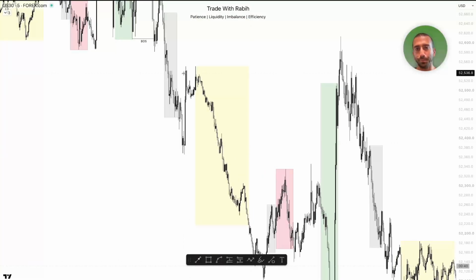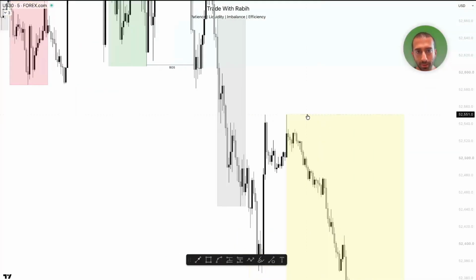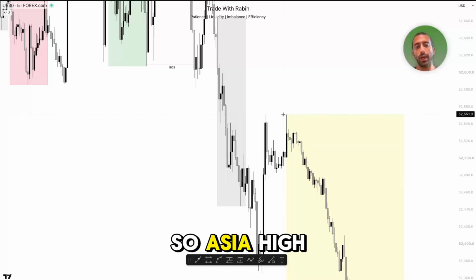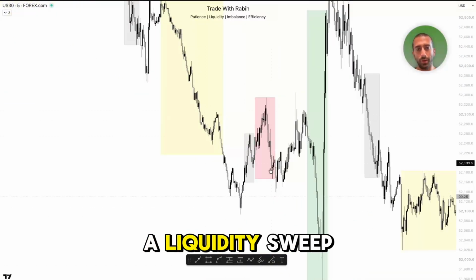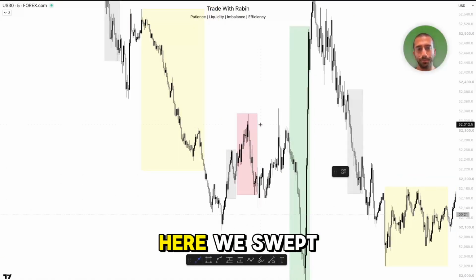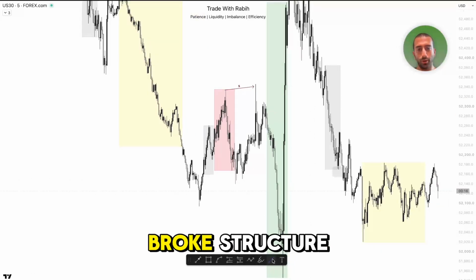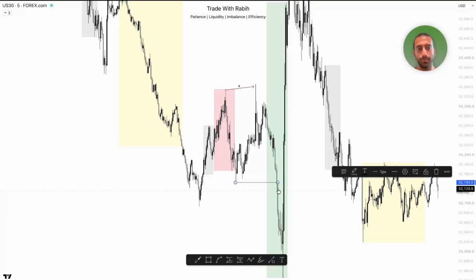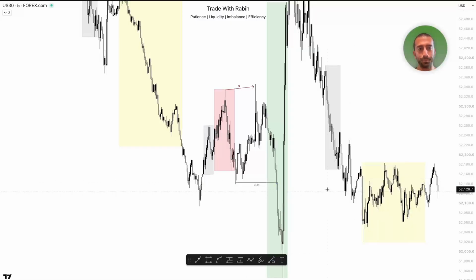Now, here, let's see if we have a liquidity sweep. No, we don't. So Asia high is not a valid break of structure. Here we have a liquidity sweep. Did we break structure? No, we didn't. But here we swept liquidity and then we broke structure. So this is a valid break of structure, bearish break of structure.